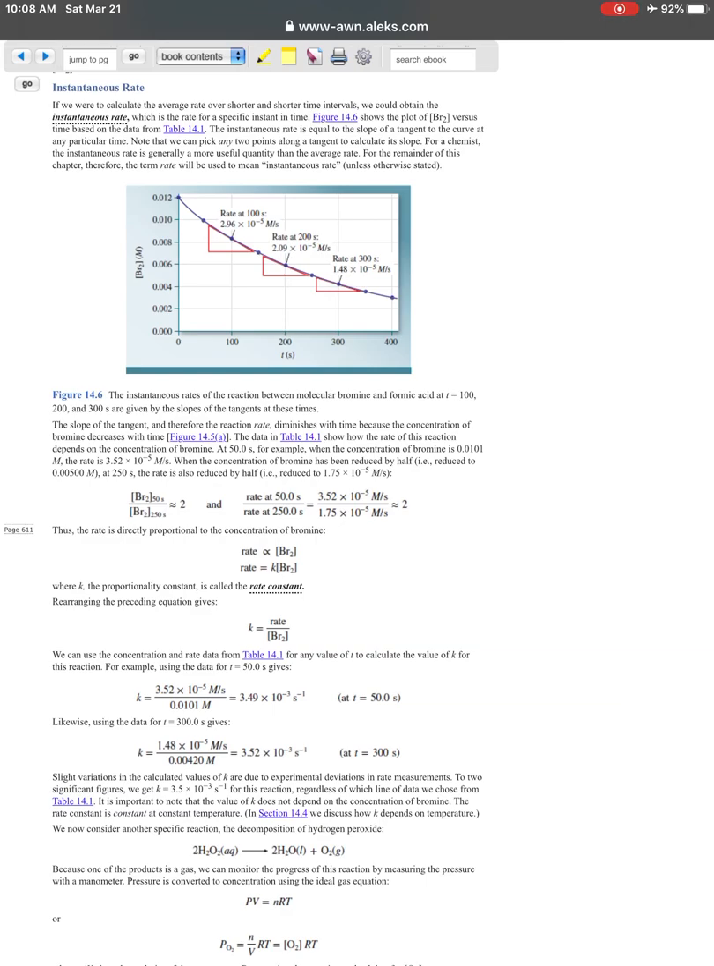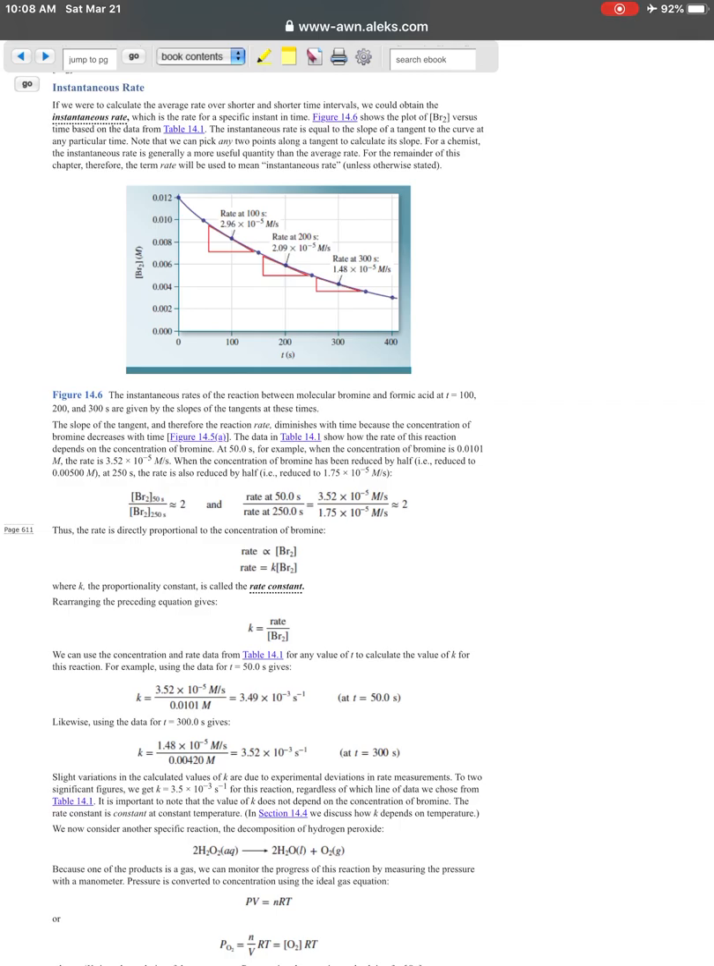Now, let's get into what's called the instantaneous rate. If we were to calculate the average rate over shorter and shorter time intervals, we could obtain the instantaneous rate, which is the rate for a specific instant in time, not averaging over 50 seconds or 100 seconds, but an instantaneous rate, like what the rate is at a specific time point.